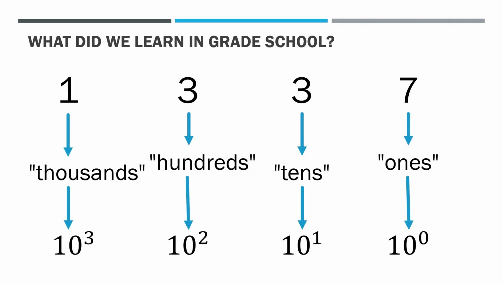So ones is 10 to the zero. The first, the rightmost three is 10 to the first, the tens place. The leftmost three is hundreds place, 10 to the second. The fourth digit there, the one, is the thousands place, 10 to the third. And you can keep going out like that as far as you want, right? The next place will be the 10,000s place and the 100,000s place.